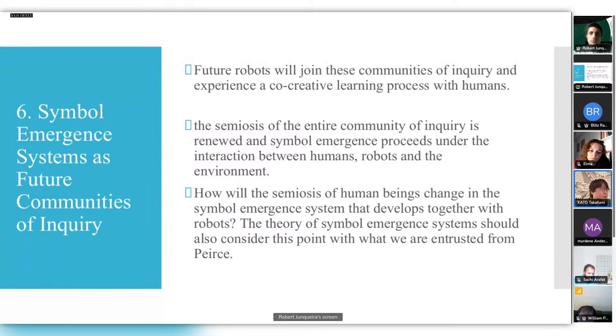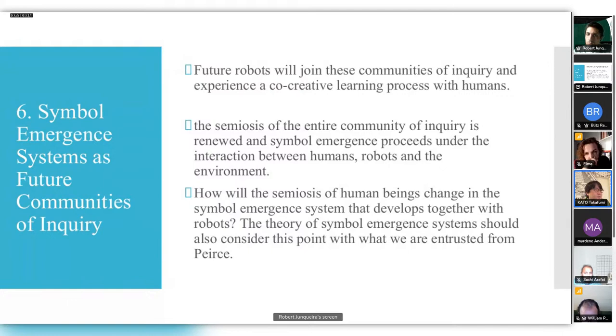Future robots will join these communities of inquiry and experience a co-creative learning process with humans. They will learn the relative assumptions that drive the inquiry of the community, and then, in interaction with the environment, they will learn how to communicate with humans who are also members of the community. However, this learning process is not a one-way process. Humans may also renew their ways of communicating with robots in their symbol emergence system and modify their regulative assumptions. In this way, the semiosis of the entire community of inquiry is renewed, and symbol emergence proceeds under the interaction between humans, robots, and the environment.